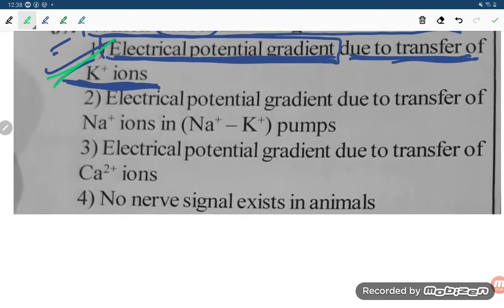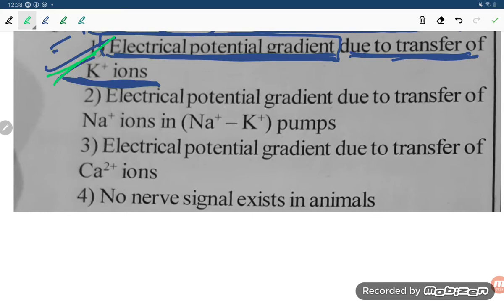What other point are they saying? Electrical potential gradient due to transfer of Na plus ion in the sodium potassium pump. This is not correct, student. In the sodium potassium pump, its function is somewhat different. The main thing is that when the K plus ion has more permeability, the potential gradient is created. It is not because of Na plus. So this option is not correct.